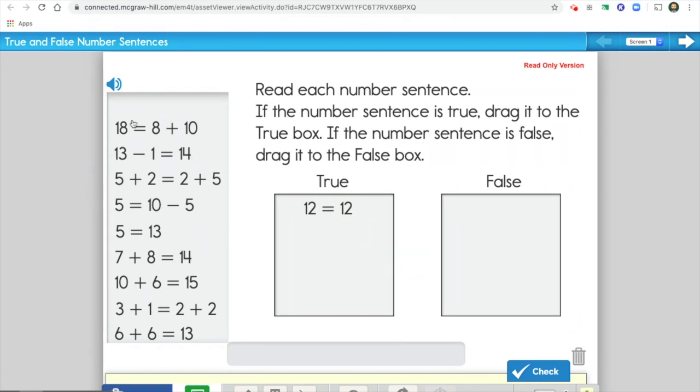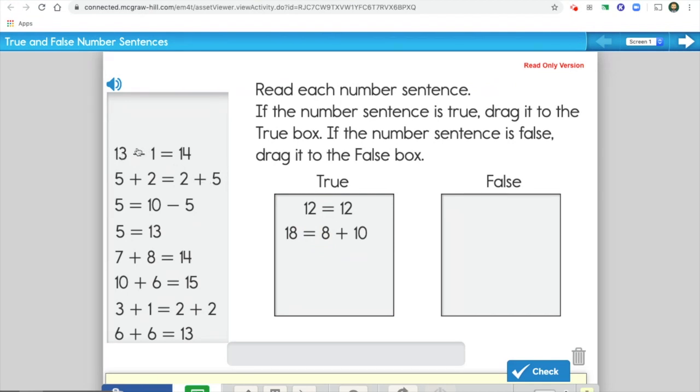Let's try another one. 18 equals 8 plus 10. I need to take everything on one side and compare it to everything on the other side. Is 18 the same as 8 plus 10? Well, I know 10 plus 8 is 1 ten plus 8 ones. That's 18. This is also true. Let's look at the next one.